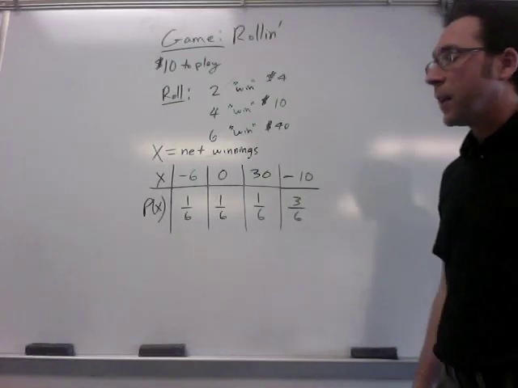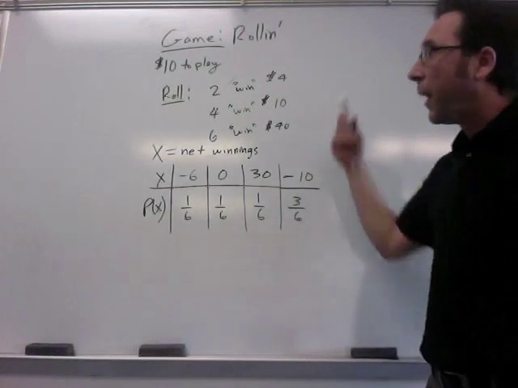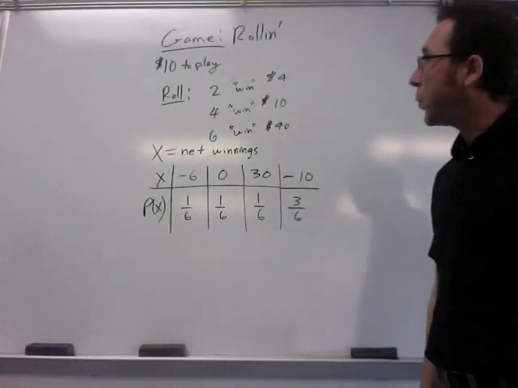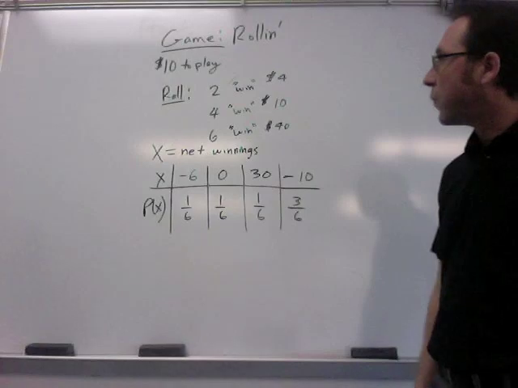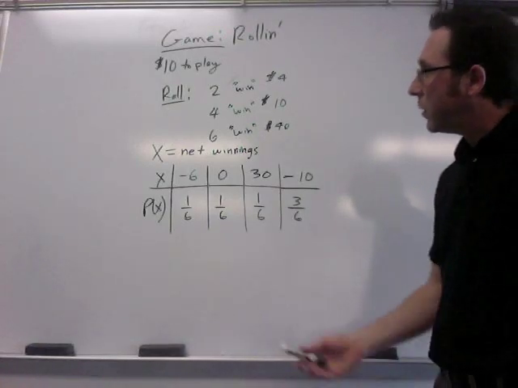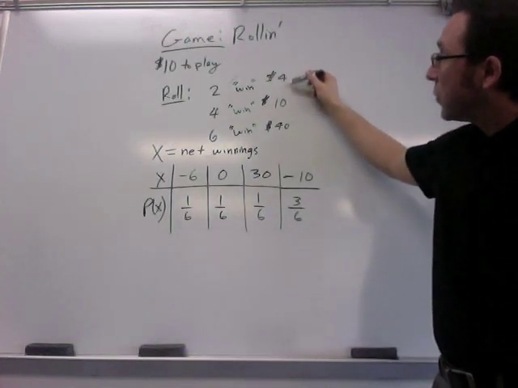So in this game, it costs $10 to play. You're rolling one dice, or one die. If you get a 2, you win $4. If you get a 4, you win 10. If you get a 6, you win 40. And any other rolls, you end up losing money. Actually, these become losers too.